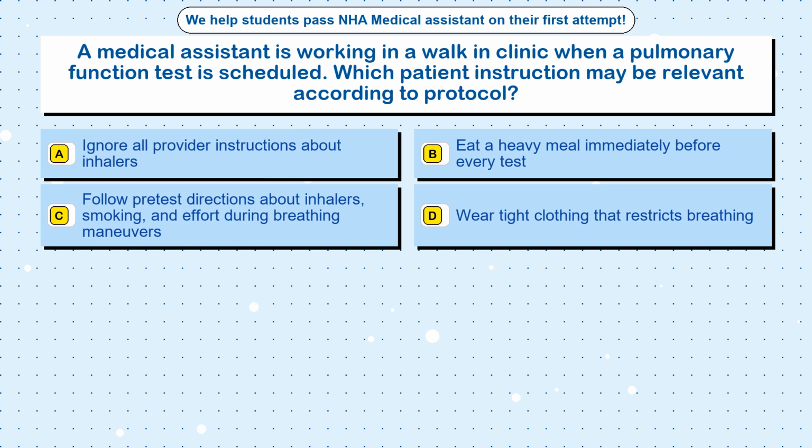Question 64. A medical assistant is working in a walk-in clinic when a pulmonary function test is scheduled. Which patient instruction may be relevant according to protocol? Option A, ignore all provider instructions about inhalers. Option B, eat a heavy meal immediately before every test. Option C, follow pre-test directions about inhalers, smoking, and effort during breathing maneuvers. Option D, wear tight clothing that restricts breathing.